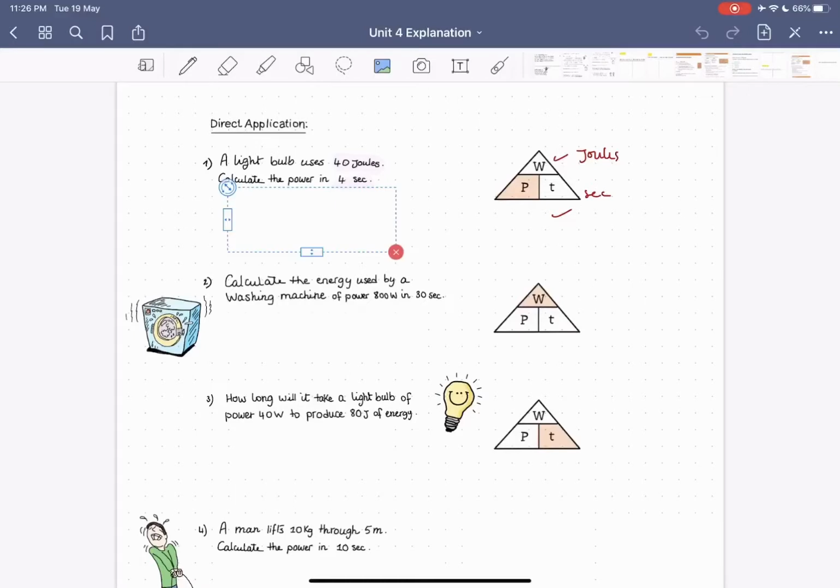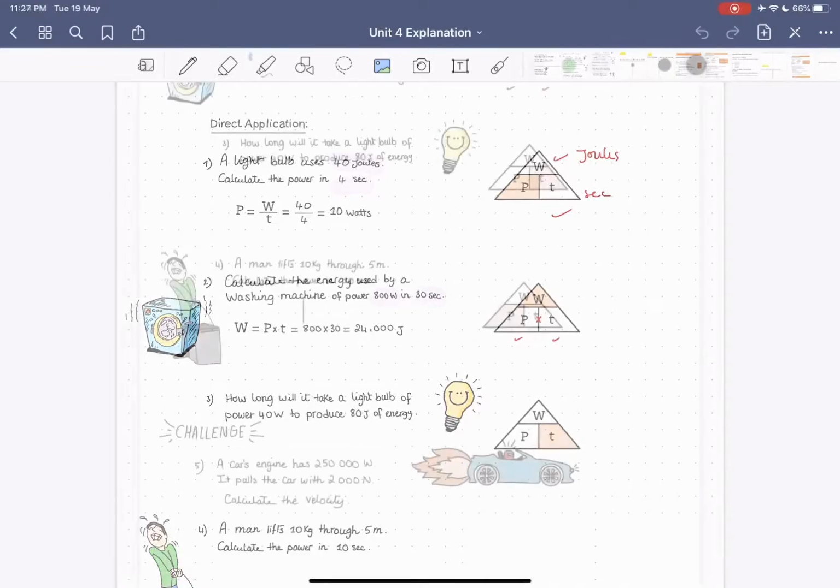P is equal to work divided by time, and then replace the work by 40 and the time by 4, and you'll get 10 watts. Second question, calculate now the energy used by a washing machine of power 800 watts in 30 seconds. So now we have the power, we have the time, we need the work. So we rearrange the formula. We can say that work is P multiplied by T. And so the formula is 800 times 30, we'll get 24,000 joules.